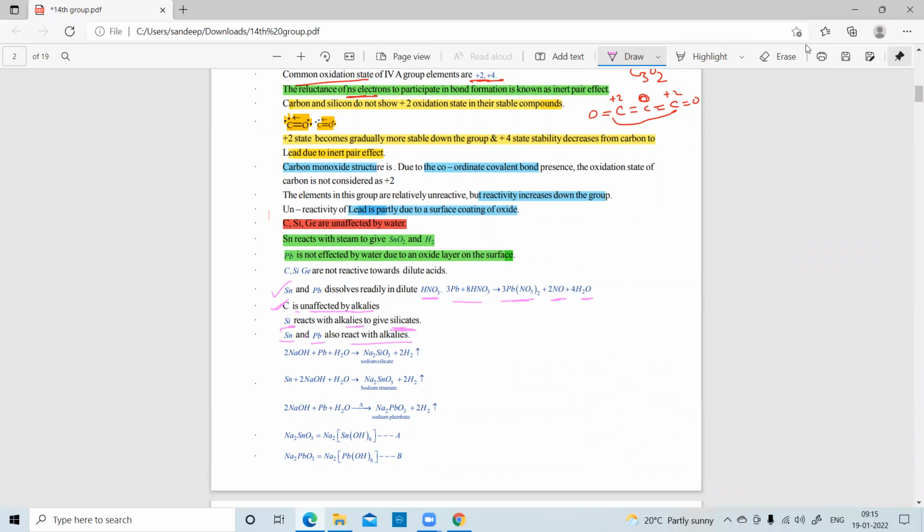Tin and lead also react with alkalis. When silicon reacts with NaOH, it forms sodium silicate. When tin reacts with NaOH, it forms sodium stannate. When lead reacts with NaOH, it forms sodium plumbate. Here, this is the reaction of silicon, so a correction is required here.